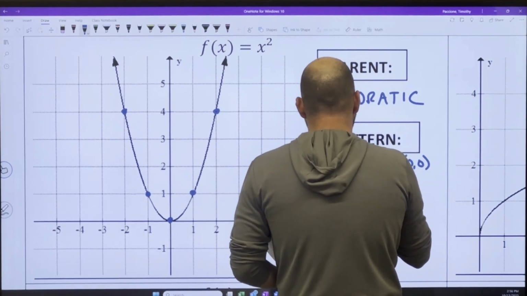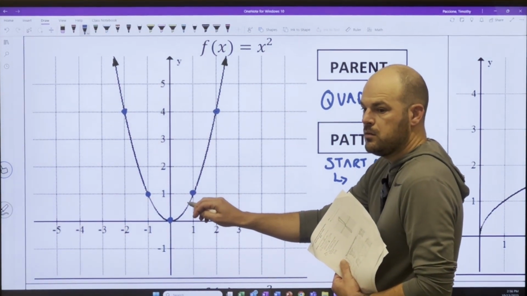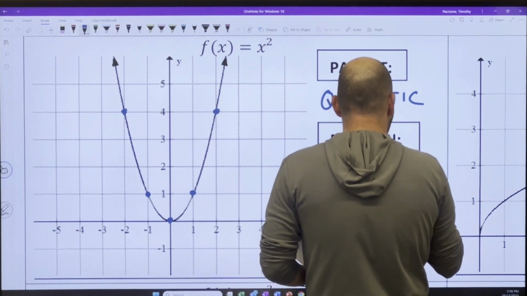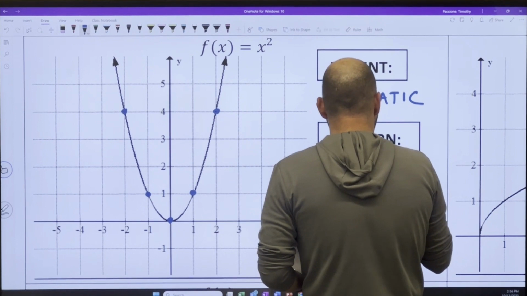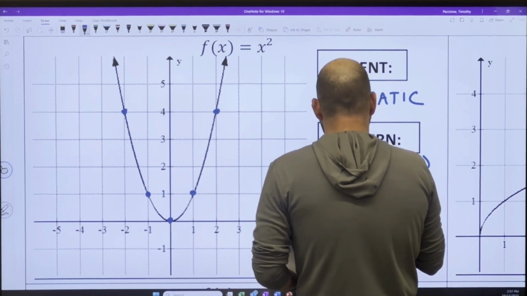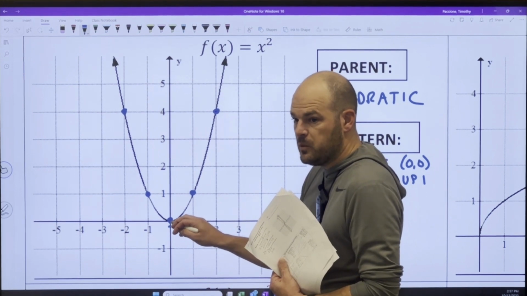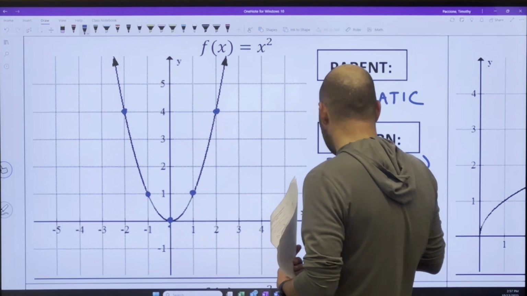And then what's our first movement to get to our next point? Up 1, over 1. Yep. Over 1, up 1. And then we go back to 0, 0, and we do another movement. What's our next movement? Over 2, up 4.